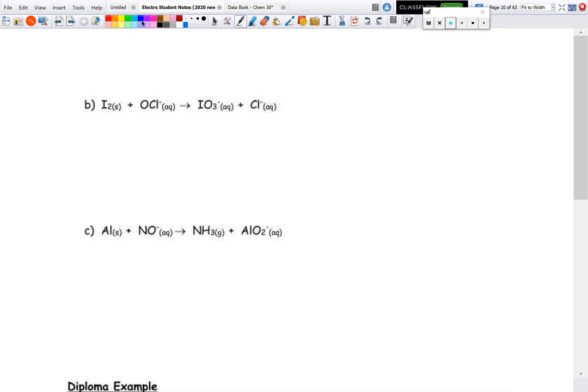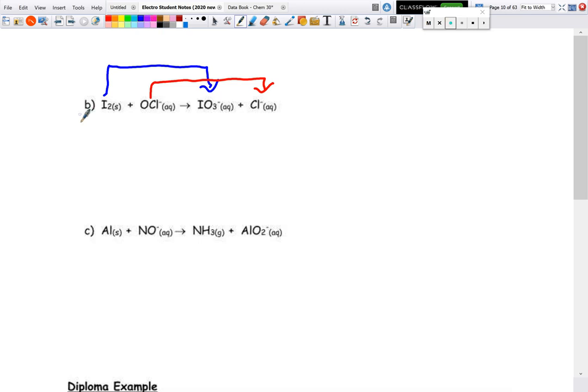So same thing as the previous example. We're going to look at what things are changing. So we can tell I2 is going to IO3. So that's going to be one half reaction. And the other half reaction is OCl minus going to Cl minus. So we can write those in.